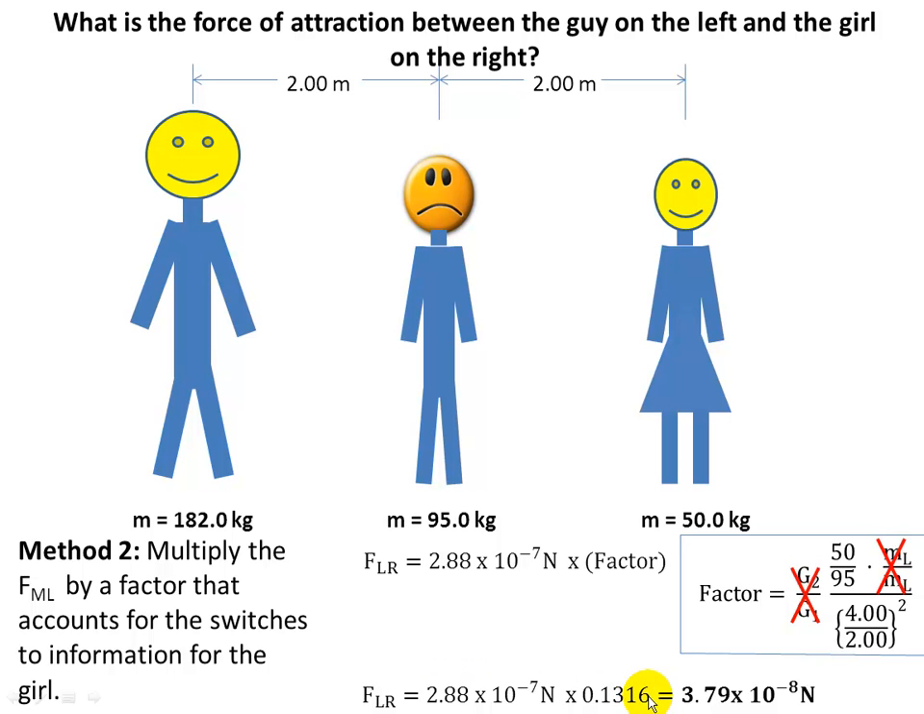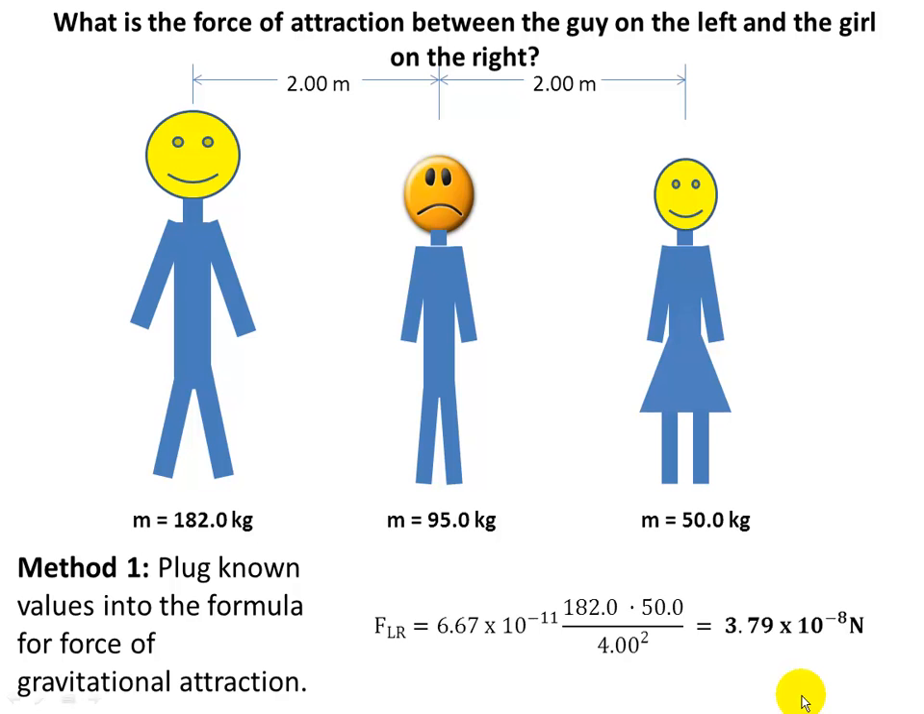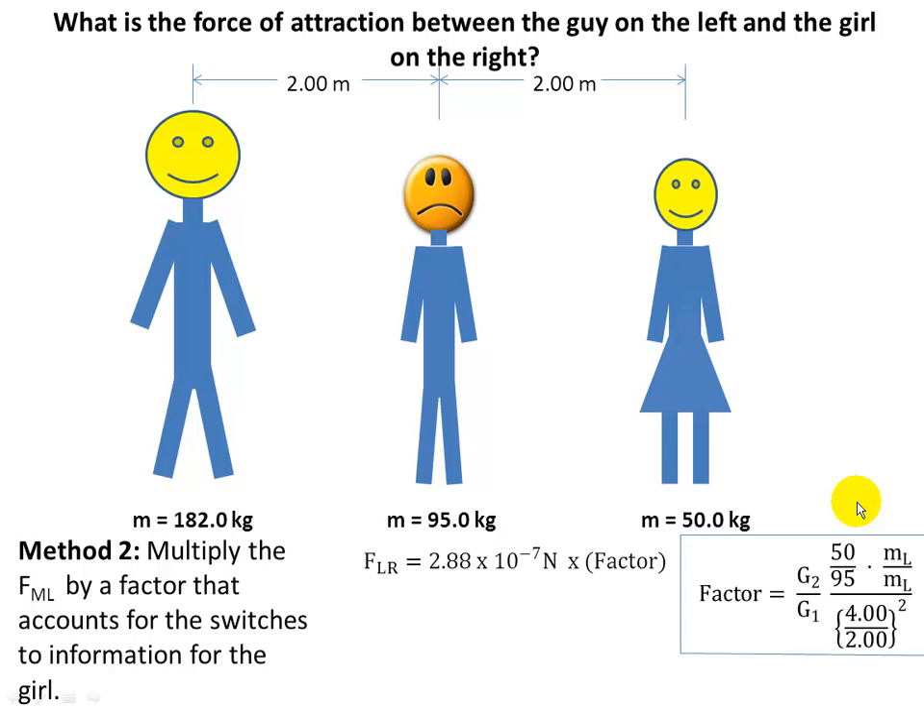When you multiply those out, voila, you get 3.79 times 10 to the minus 8 newtons, just like we did on the last page, right? On our last example, plugging everything straight into Newton's universal law of gravity, we got 3.79 times 10 to the minus 8 newtons for the attraction between the guy on the left and the girl on the right.